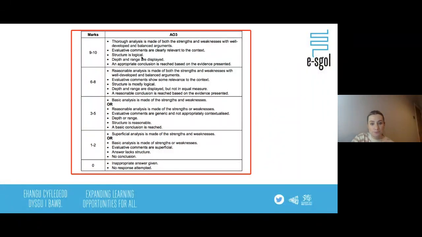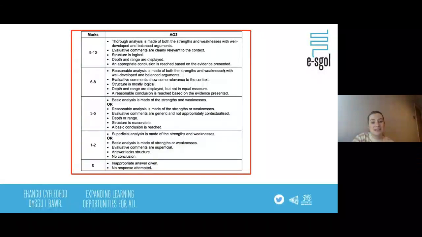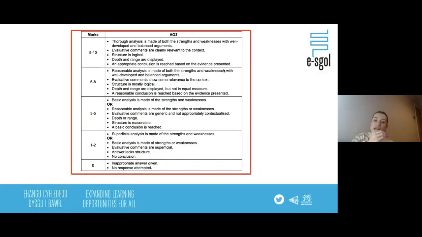Structure is logical, saying 1 strength, 1 weakness, 1 strength, 1 weakness, or 2 strengths, then 2 weaknesses, then a conclusion. Okay, as long as it's logical and doesn't jump and read quite jumbled all over the place, then your structure should be pretty logical. An appropriate conclusion is reached based on the evidence presented. So again, you've really got to bring in what you've discussed in that essay into your conclusion.